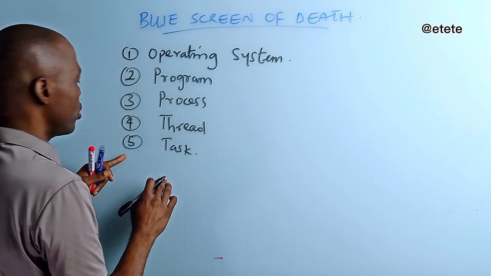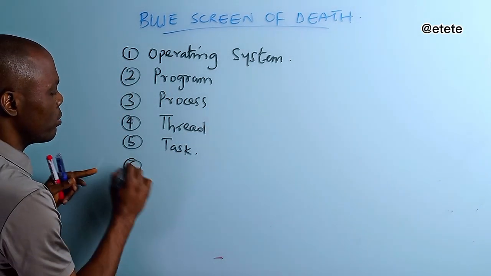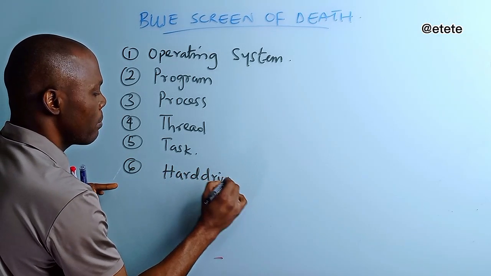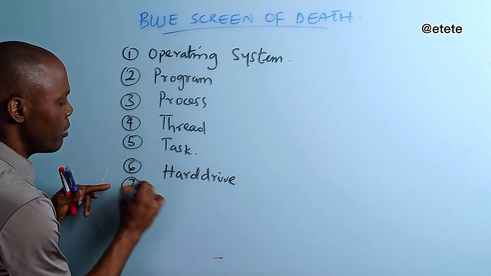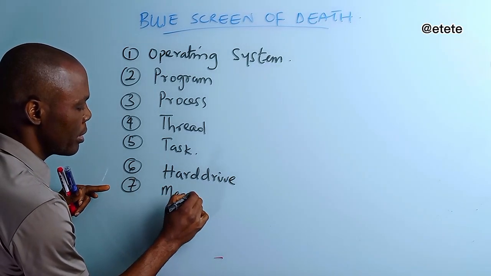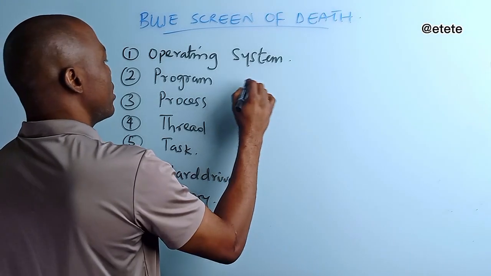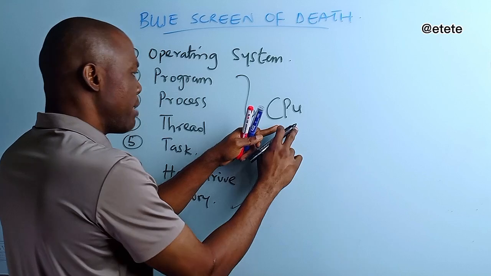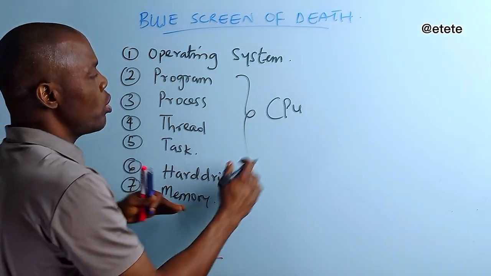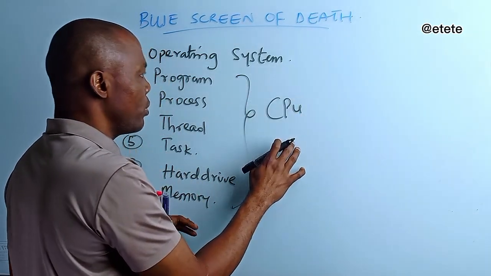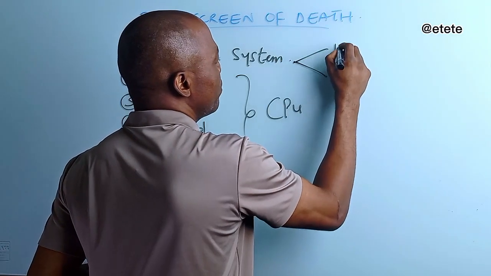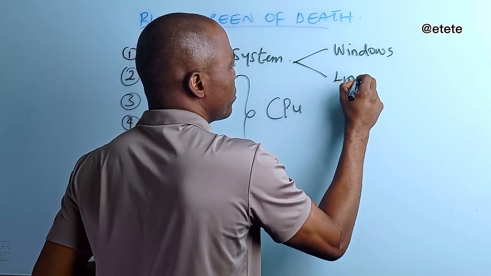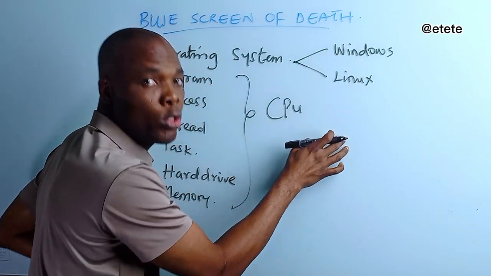Okay? I also want to show you something. This is what? Hard drive. And then we have memory. Now, in all these, we have CPU. Yes, I'm just putting this because this guy is going to do all this job. So we have the CPU. Now, this operating system, I can give it to you as Windows, and then we have Linux. I'm just giving you two examples.